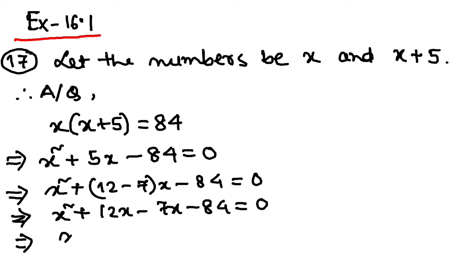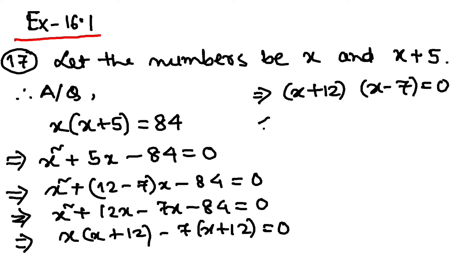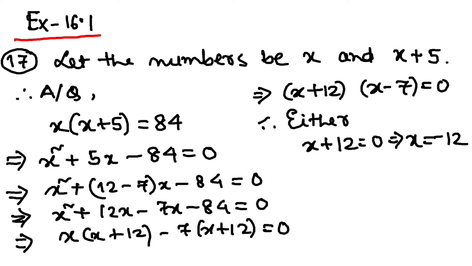So this will give us x common, x plus 12, minus 7 common, x plus 12, this will give you x plus 12 times x minus 7 equal to 0. So that means you have either x plus 12 equal to 0, which gives you x equal to minus 12, or you have x minus 7 equal to 0, which gives you x equal to 7.